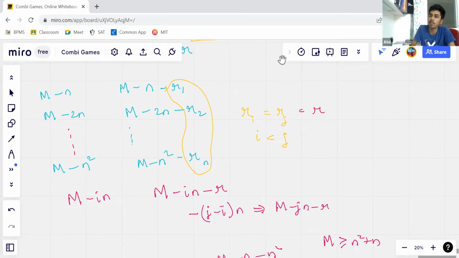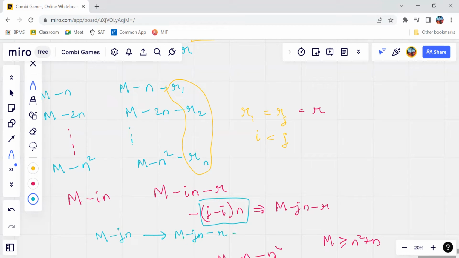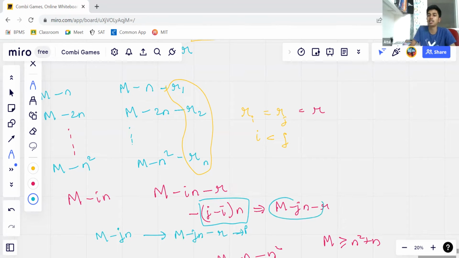So then A will do the following to win. A will make it m minus in. According to B's strategy, he makes it m minus in minus R. Now from this, A subtracts j minus i times n, which makes it m minus jn minus R. This was supposed to be a P position, because if A had made it m minus jn, the second player would have made it m minus jn minus R. So this must be a P position. Because the first player reached a P position, he wins, which is a contradiction.